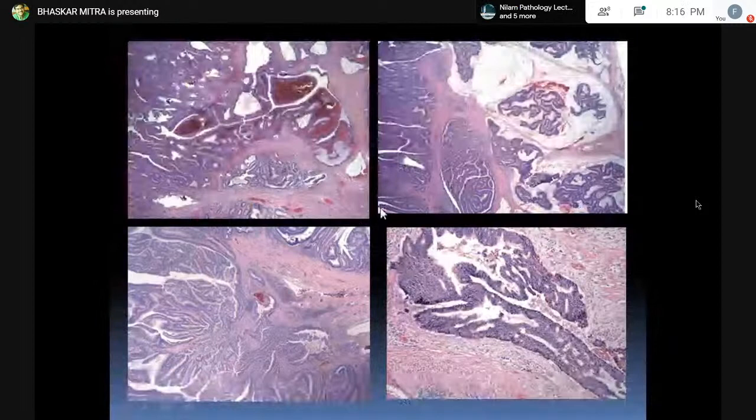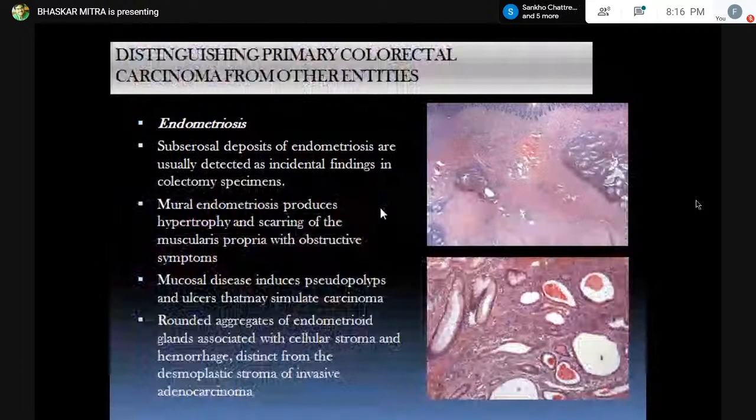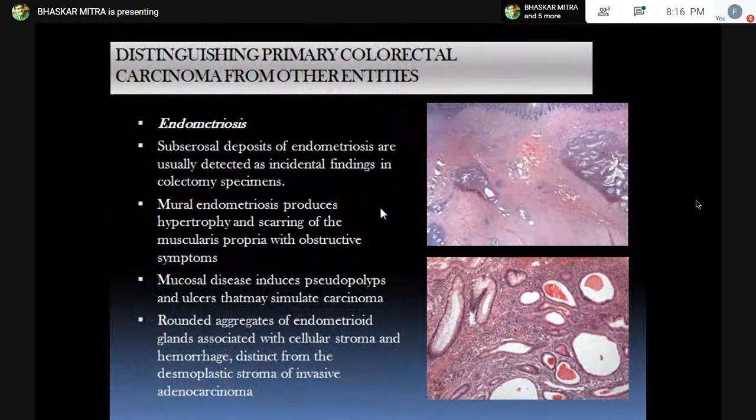Now, distinguishing primary colorectal carcinomas from other entities. The most important thing is endometriosis. We have to be careful because endometriosis can give rise to symptoms and signs similar to those of colorectal carcinoma. As per site of deposition, endometriosis can be a subserosal deposit; the patient presents with abdominal pain, and when there is exploratory laparotomy, we see multiple nodules. It may be mistaken for metastatic tumor. Then we have to look properly.